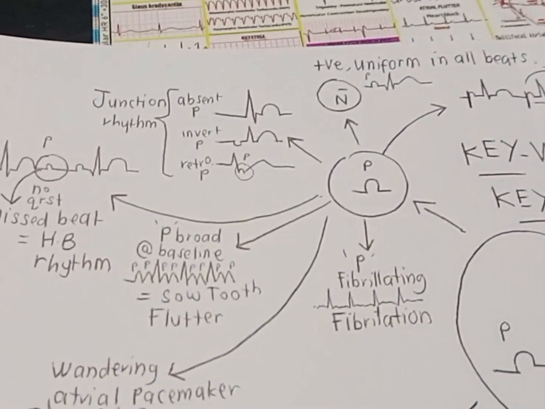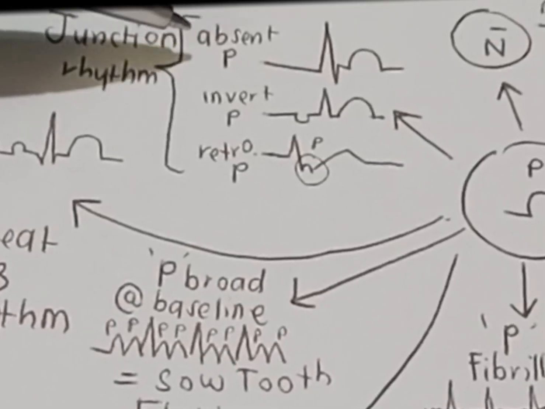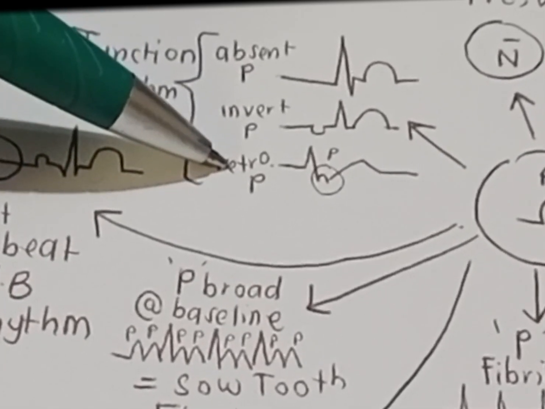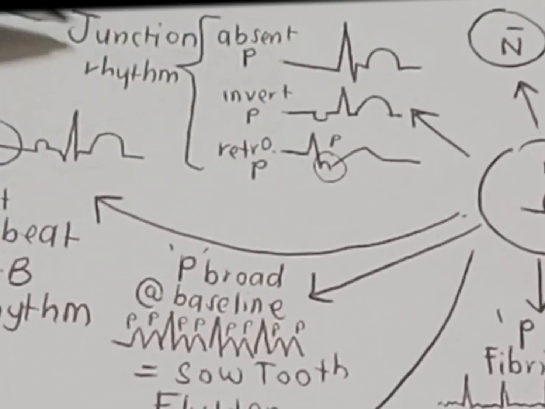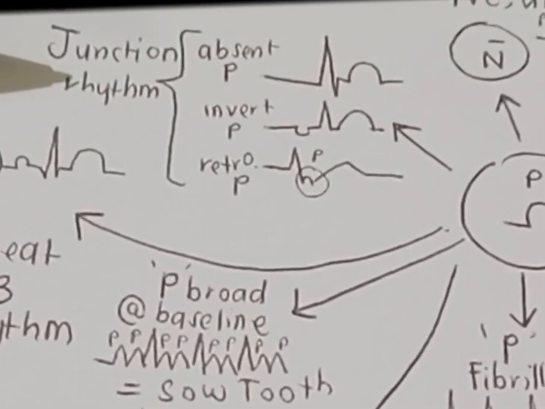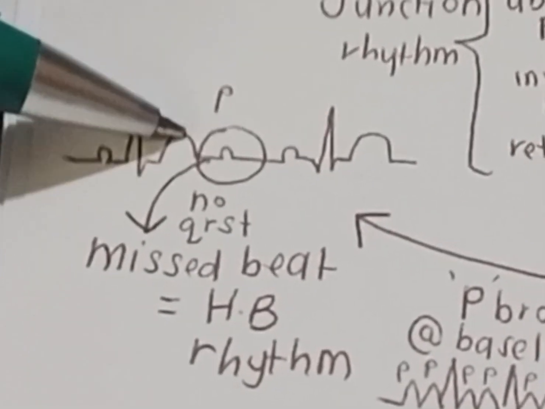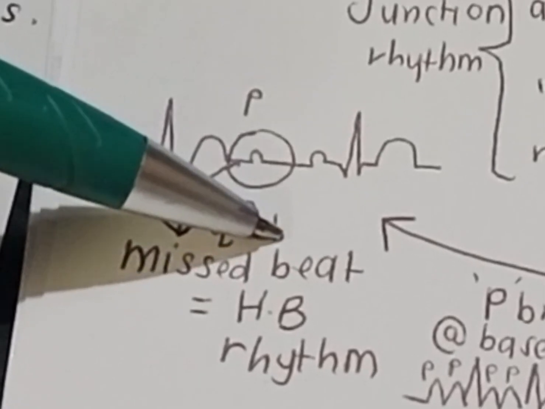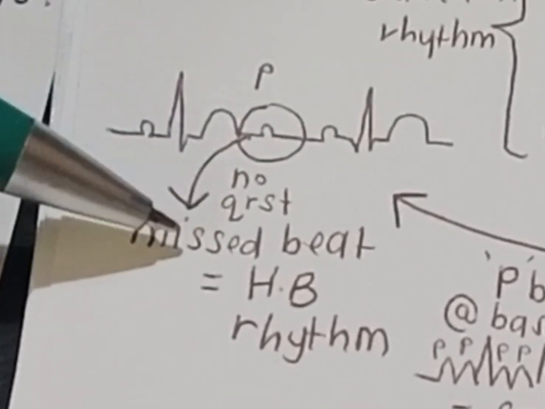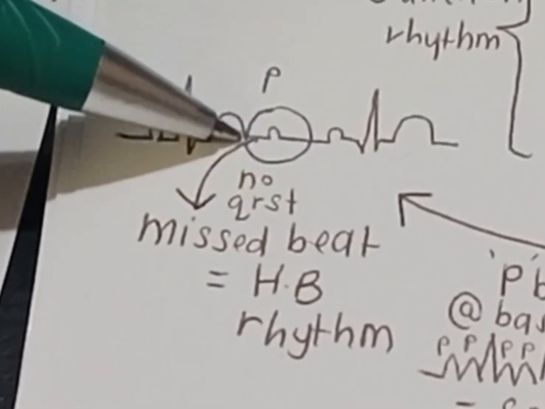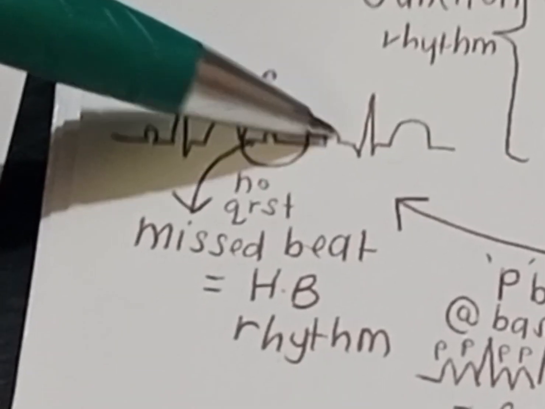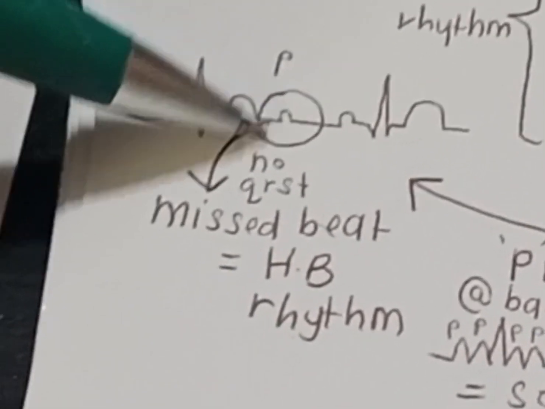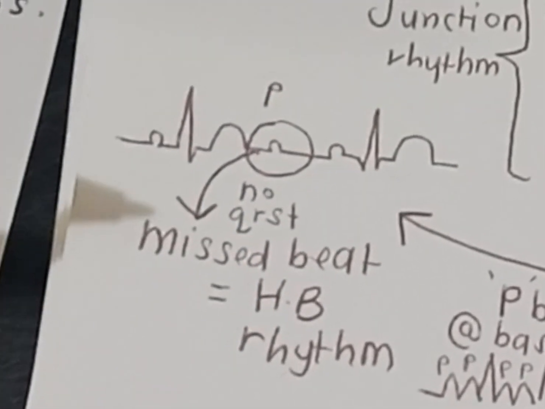There is another P wave morphology in the ECG where P is absent, P is inverted, or P is retrograde after the QRS. This is called junctional rhythm. PQRST, suddenly a P wave with no QRST. This is what we call a missed beat. If we find a missed beat in the rhythm, it means the rhythm is heart block. Missed beat is heart block rhythm.